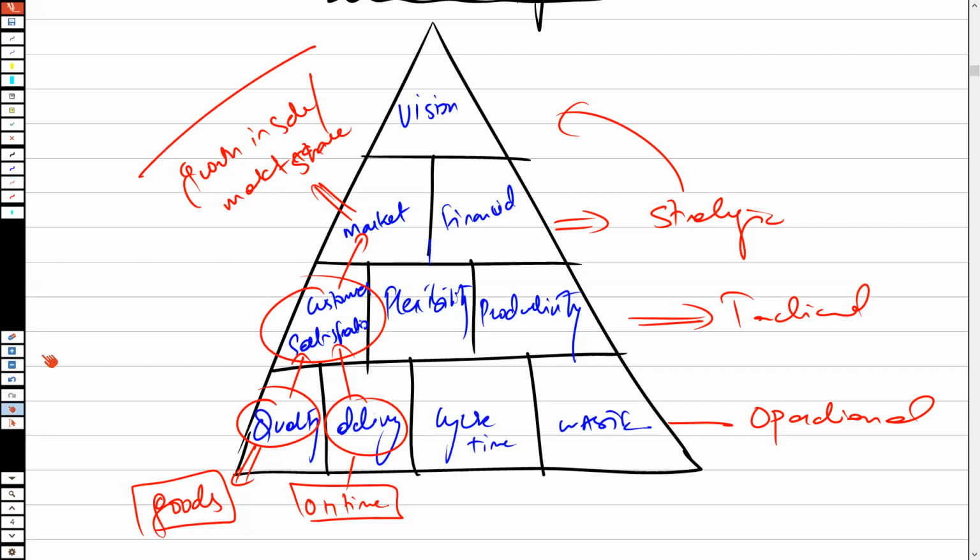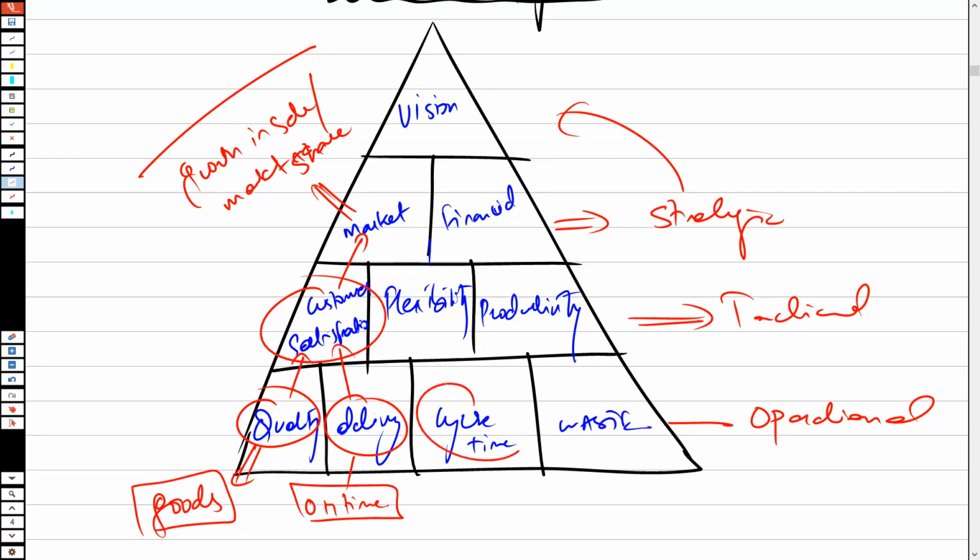Generally speaking, the performance pyramid says that the organization tries to introduce quality goods and services, and tries to make sure that it delivers the goods and services on time. So good delivery plus good quality combined increases the customer satisfaction, which in turn increases your market share, which in turn helps you achieve the market related objectives.